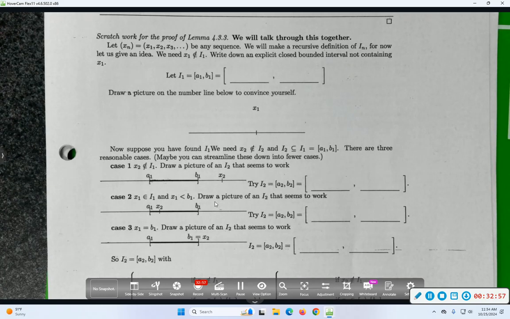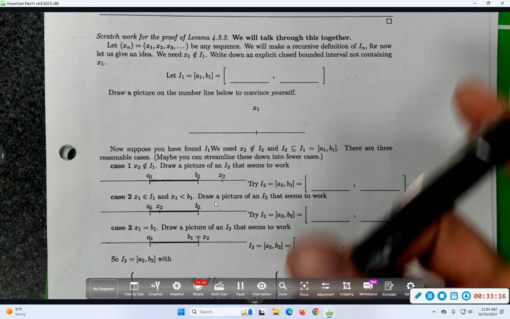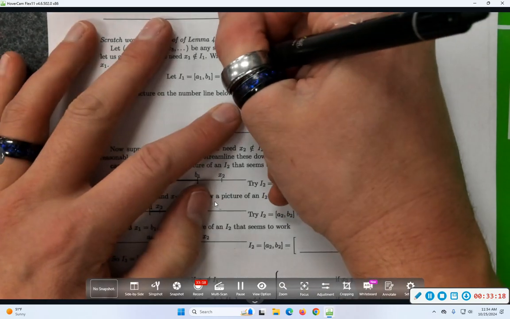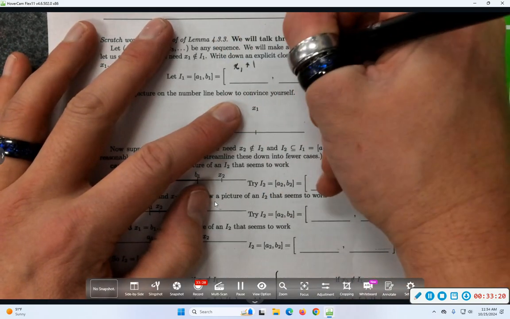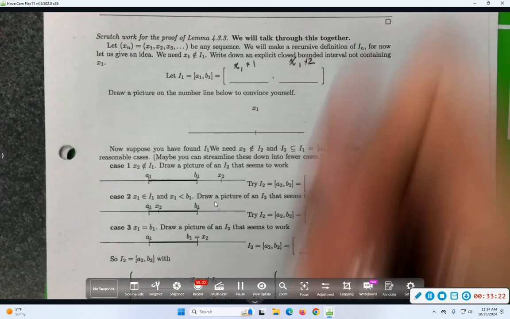So could we just do like x1 plus 1 and then x1 plus 2? I think that will work. Is that a closed bounded interval? Does it exclude x1? Yeah, so just be as explicit as possible, as simple as possible, ideally. So one candidate I had was x1 plus 1 to x1 plus 2.